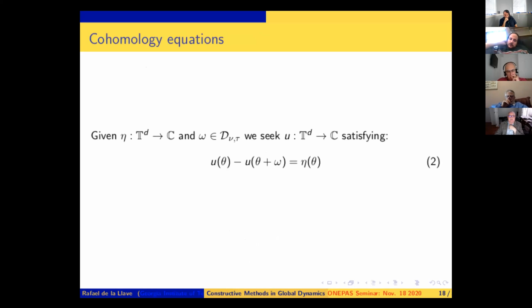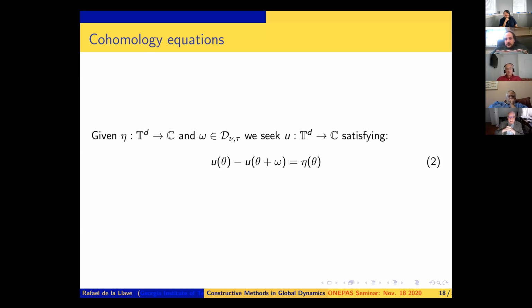And then the cohomology equations, this is basically our workhorse. I give you a function which is analytic, I give you a Diophantine number, and then I try to find another function that satisfies these things, which is a local equation. So this is a non-local equation because it involves differences, right? And then I want to show under which conditions there is a solution that satisfies that.